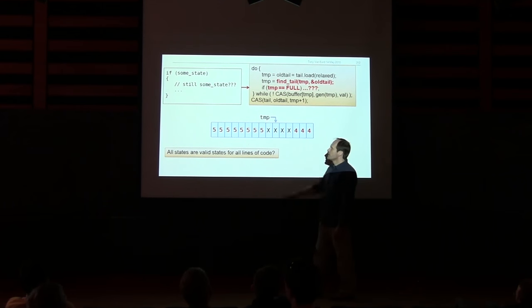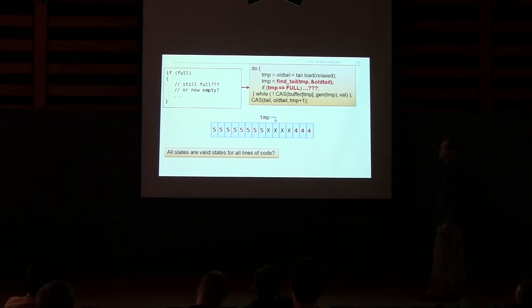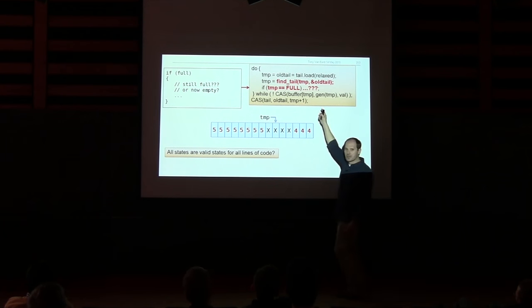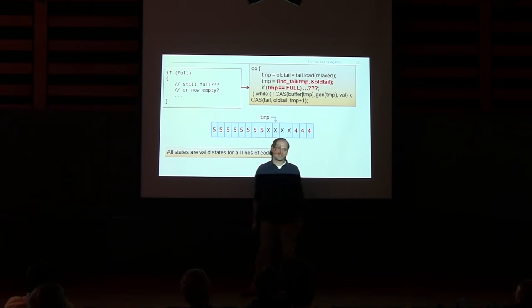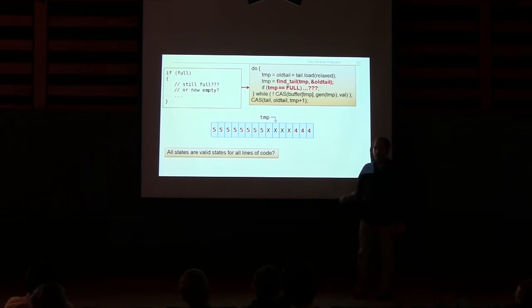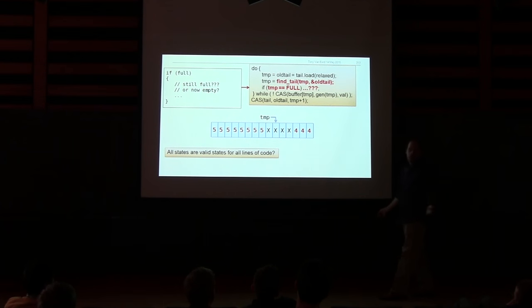And why is that okay? Because your normal if statements work like that, where the state doesn't change. But what about this? Even if I could return correctly that it's full, what am I going to do with that information? It might be empty right after I found out that it really was full. So if I lie and say I think it's full, that's not so bad, because maybe it was full, it's not full now.